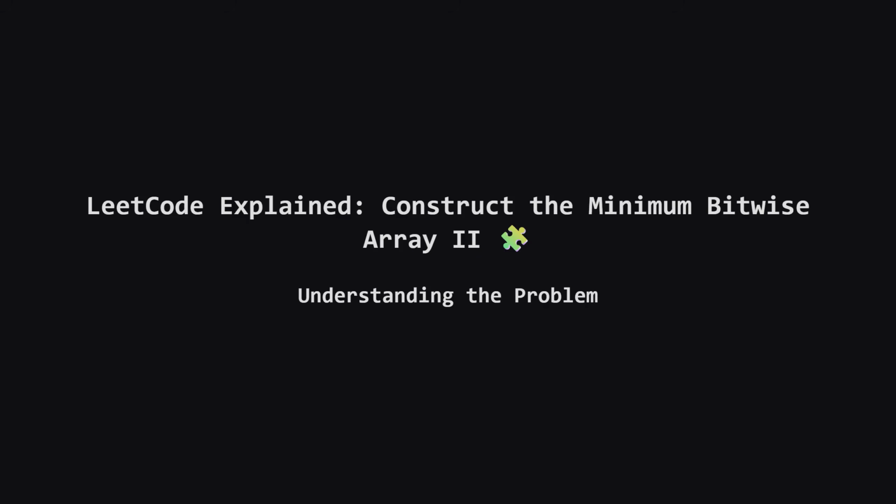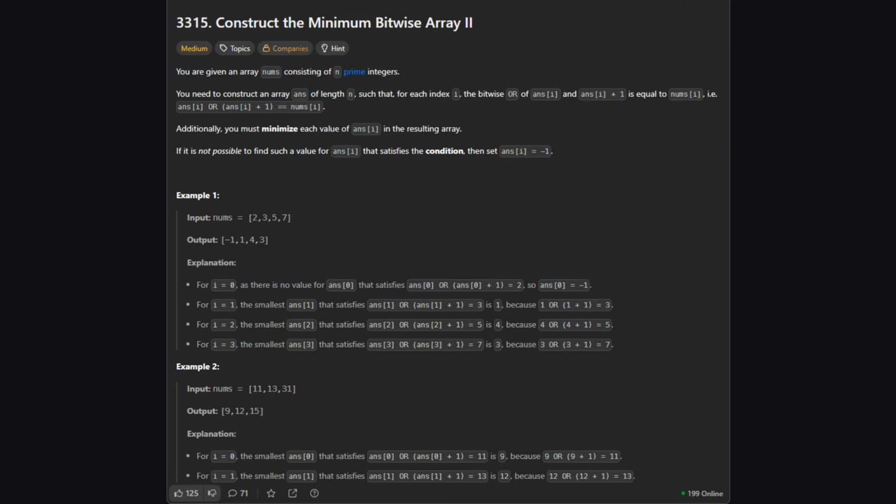Hello everyone, welcome back. Today we're tackling a medium difficulty problem called Construct the Minimum Bitwise Array II. This problem is really interesting because it deals with prime numbers and bitwise operations, specifically the OR operator. Don't worry if bitwise math sounds scary, we're going to break it down step by step and visualize exactly what's happening. Here is the problem description.